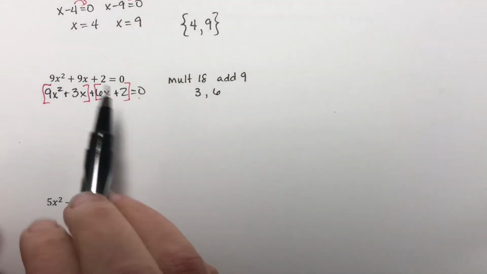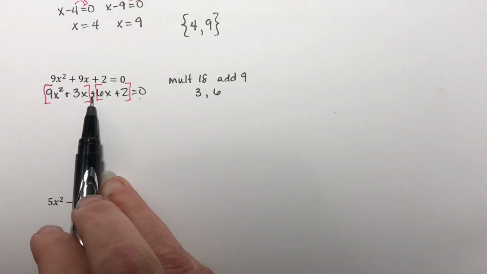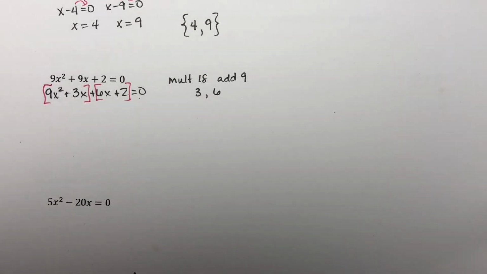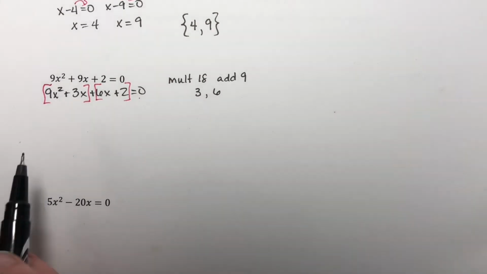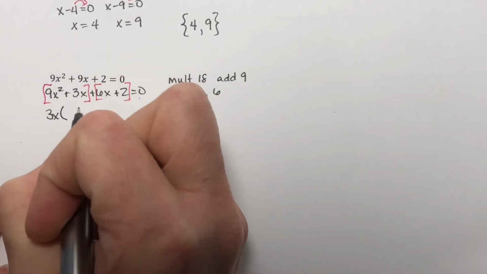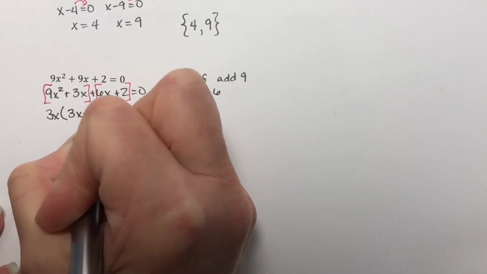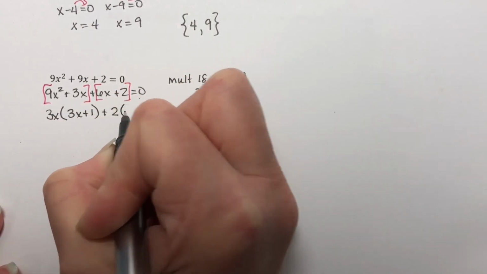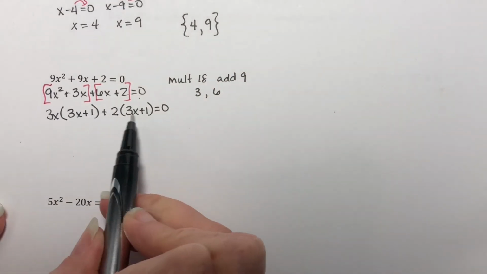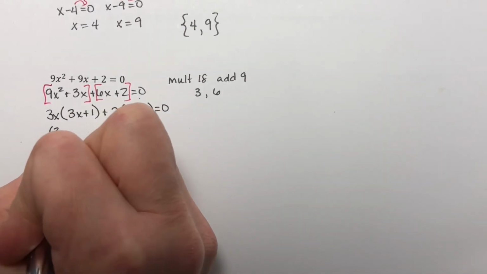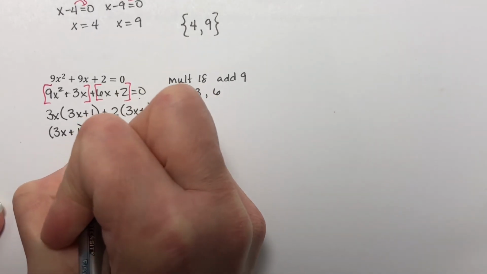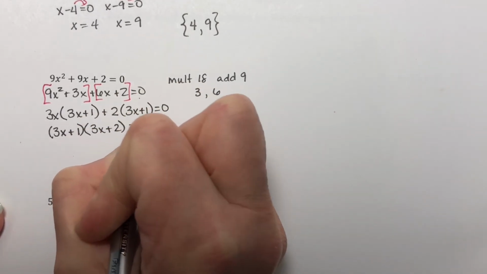Remember, when you're going to factor by grouping, you really want a plus sign in the middle, or you have to be prepared to factor out a negative number just to make things work. I usually try to get a positive number there. From these two, I can factor out a 3x, and that will leave 3x plus 1. From the second two, I can factor out a 2, which leaves 3x plus 1. Equals 0. Now these two should be the same. We write that down once. Technically what we're doing is factoring out that binomial. And then we have 3x plus 2 left, which is 0.